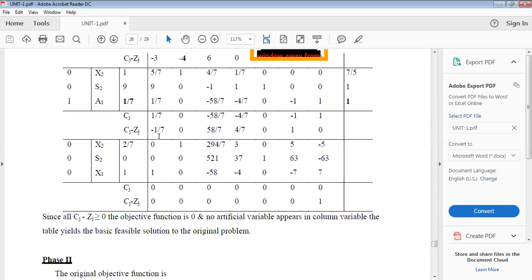Irrespective of this particular thing, the least value is considered here. So least value means minus 1 by 7 is the entering column. And entering column means these are the elements. 1 divided by 5 by 7, it is coming as 7 by 5. Again, 9 by 9 is 1. And 1 by 1, all these things is 1. So he has considered the negative value in this particular phase 1.